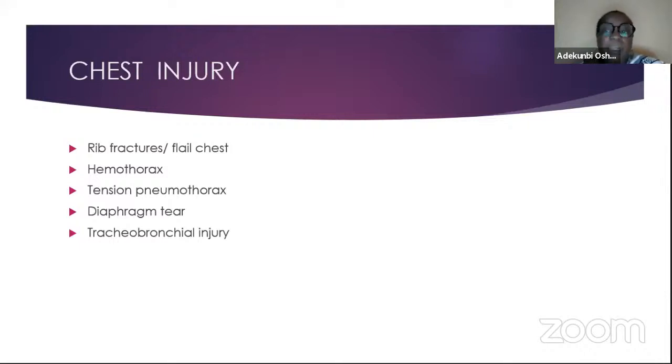Tension pneumothorax, if it's picked up: deviation of the trachea, and you listen to a hyperresonant heart sound.